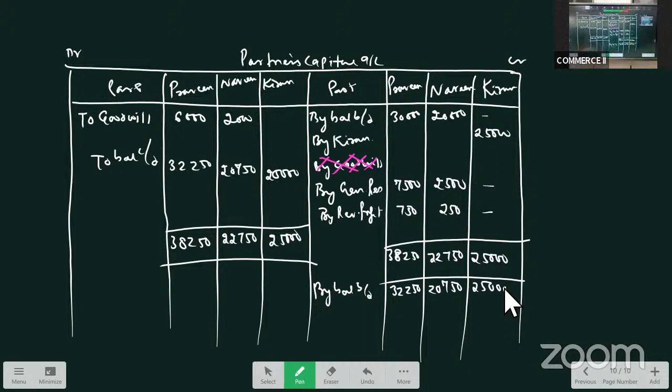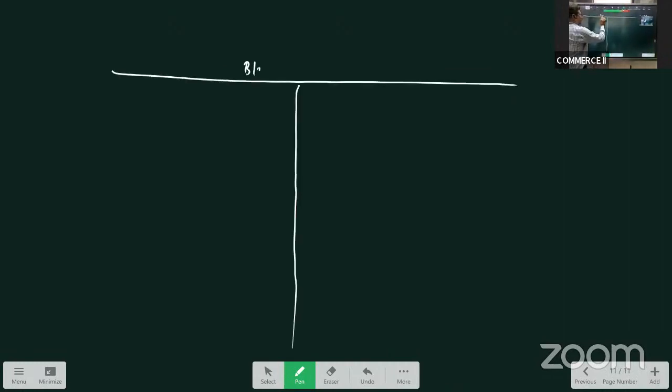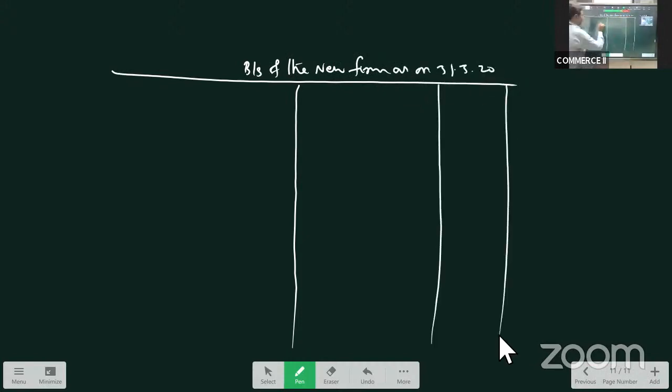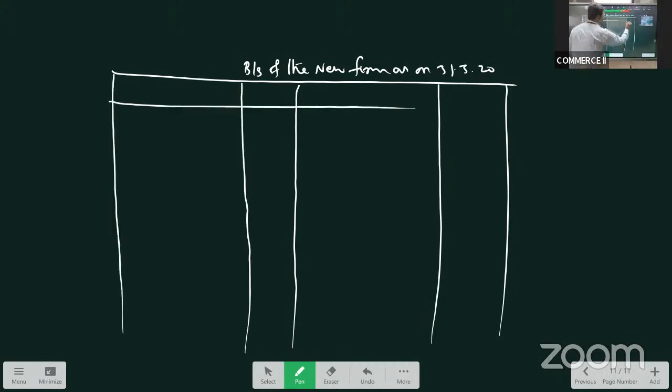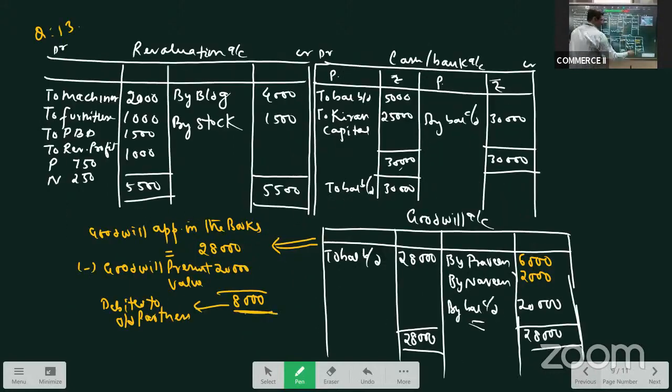So we are just one step behind. If we do the balance sheet, the complete solution is done. So let us take the balance sheet now. Balance sheet of the new firm as on 31st March. Liabilities, rupees. Assets, rupees. Cash at bank. What is the first item? Cash at bank. It is 30,000. We have prepared cash account now, 30,000.